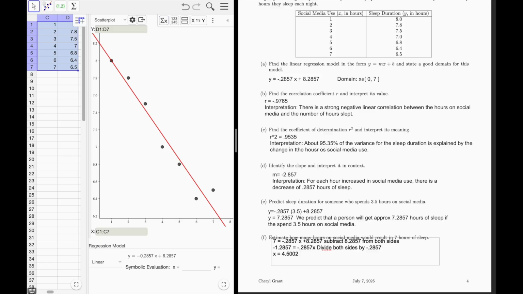All right, now what does this mean? This means we predict that if a person uses social media for 4.5002 hours, they will get about 7 hours of sleep. Gotta fix all my typing errors here.